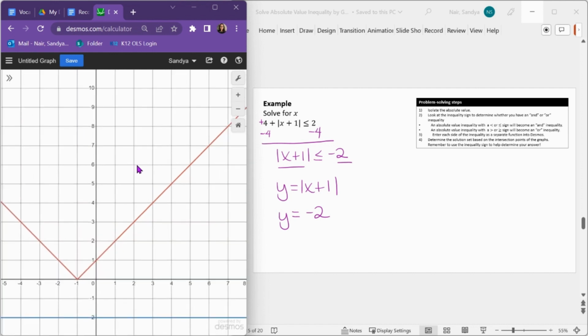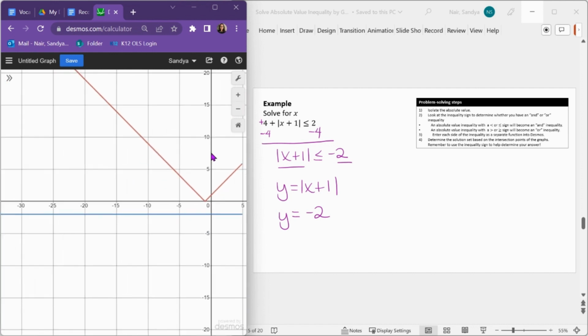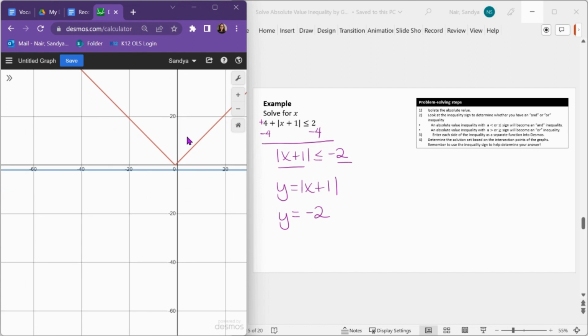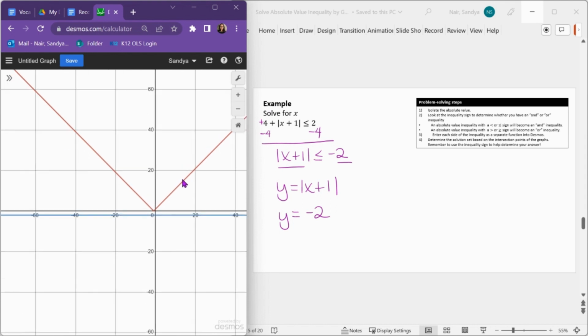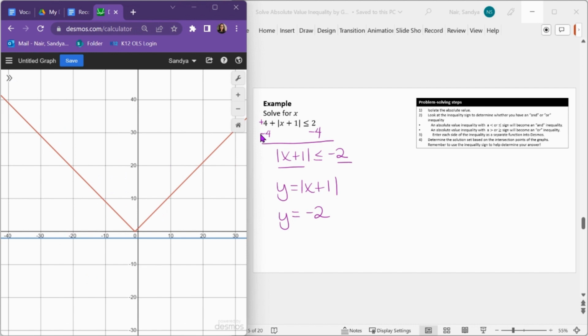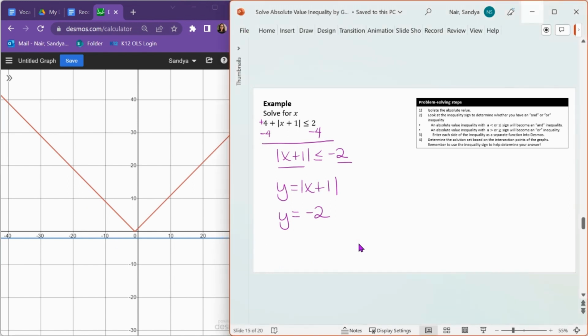Well, look at these two graphs. They're never going to intersect, right? Because no matter how far out I scroll, you can see that this absolute value function is always going to be above 0, right? So it's going to be greater than or equal to 0, all the y values are, and this is y equals -2. So these two functions are actually never going to intersect. So that's how we know that this will have no solution.